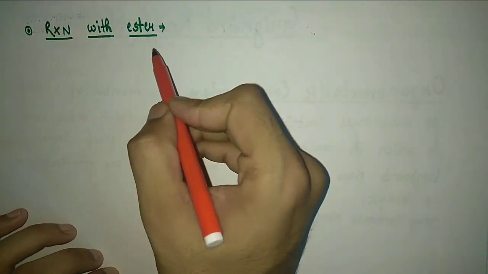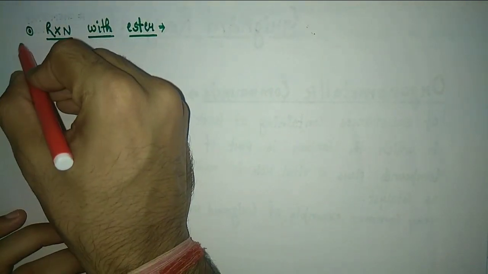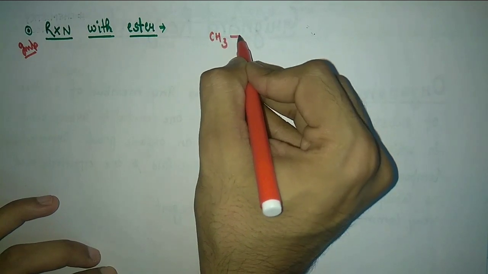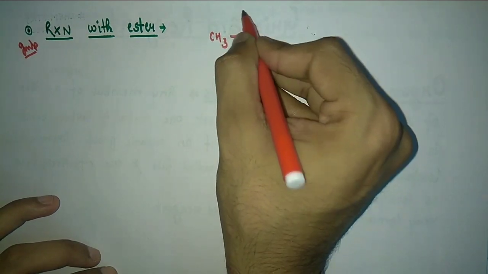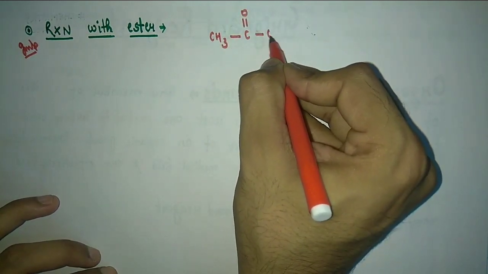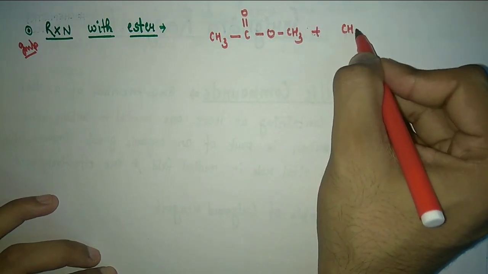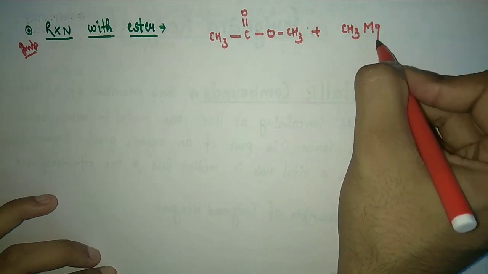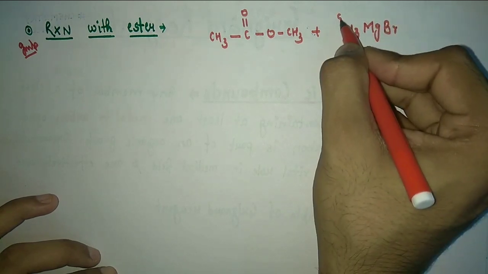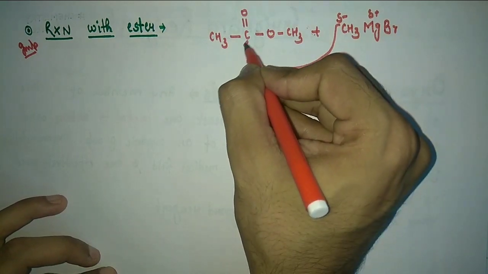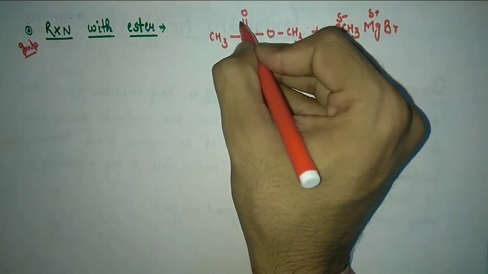Now the next reaction is with ester. This is something very important. So what happens when Grignard reagent reacts with ester? Let us suppose that this is our ester, CH3C double bond O, CH3, and this is our Grignard reagent. So this is negative, this is positive, so it comes to this positively charged carbon atom. And this goes to this.